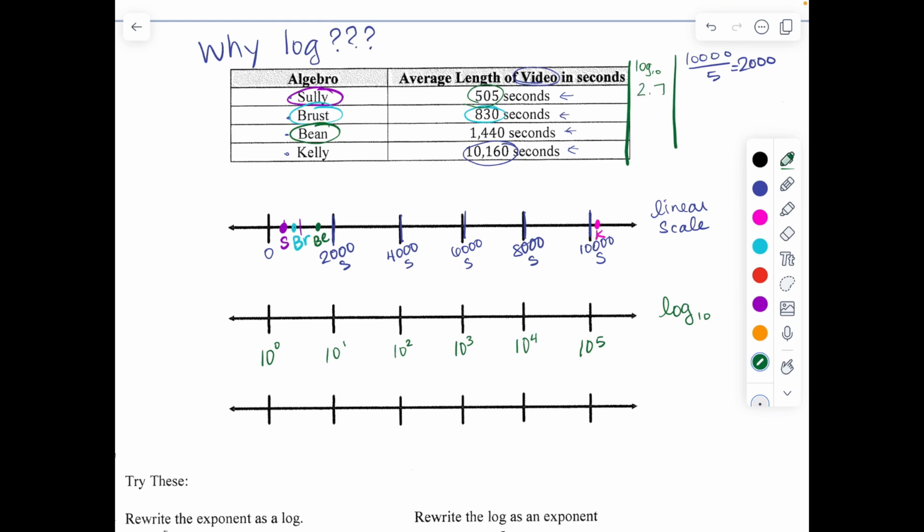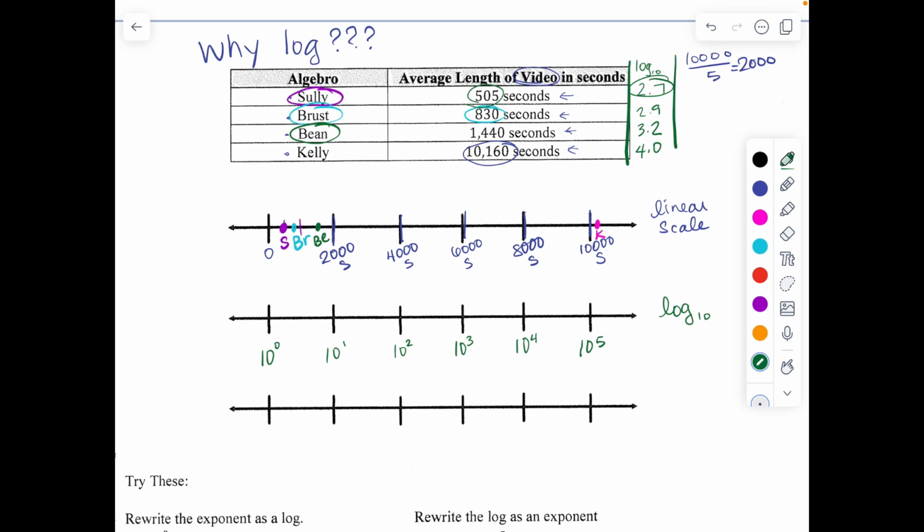Log of 830 is approximately 2.9. Log of 1440 would be approximately 3.2. And log of 10,160 is approximately 4.0. So if I were to put that on my log base 10 scale, it would look something like this.